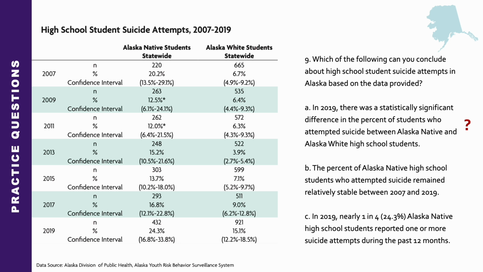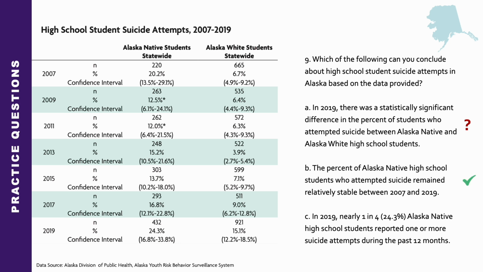While it's true that the 2019 confidence intervals of 16.8 to 33.8 and 12.2 to 18.5% do overlap, that's not enough information to really draw a meaningful conclusion about the two groups and make a definitive statement on whether or not it is or isn't statistically significant.